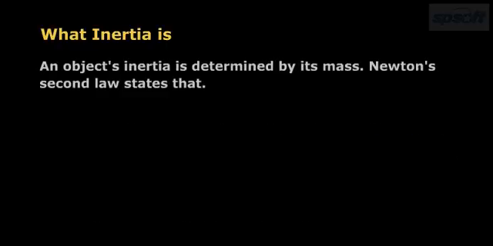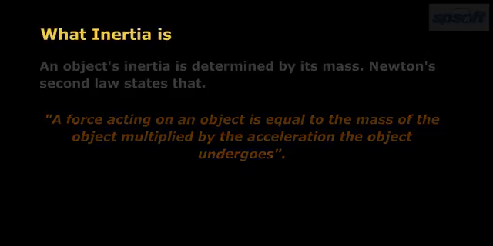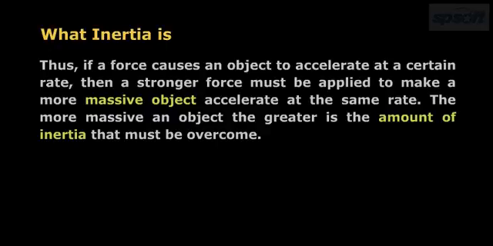Newton's second law states that a force acting on an object is equal to the mass of the object multiplied by the acceleration the object undergoes. Thus, if a force causes an object to accelerate at a certain rate, then a stronger force must be applied to make a more massive object accelerate at the same rate. The more massive an object, the greater is the amount of inertia that must be overcome.